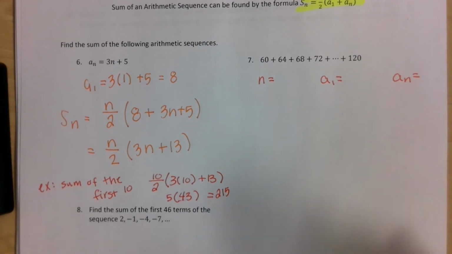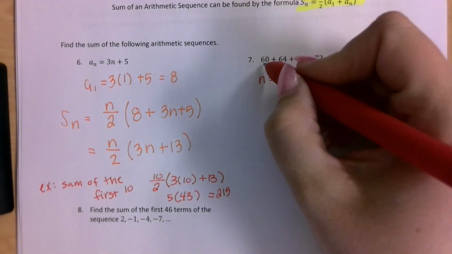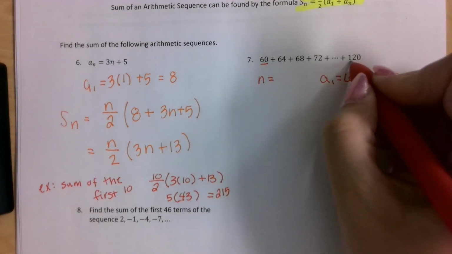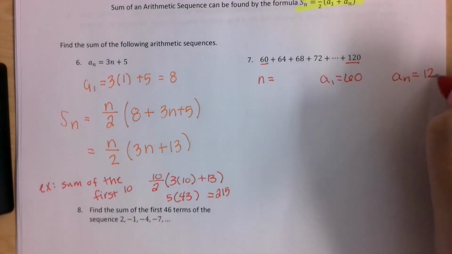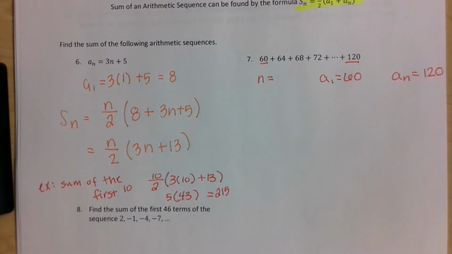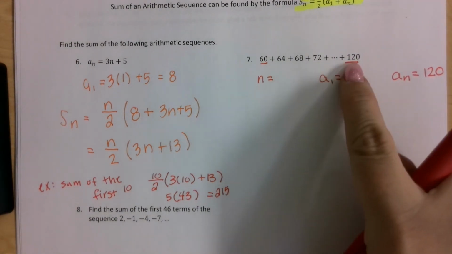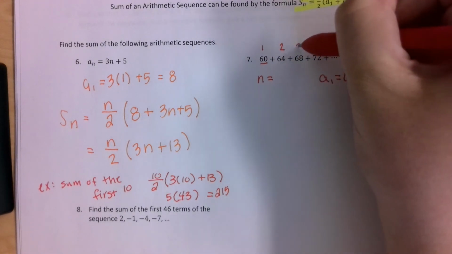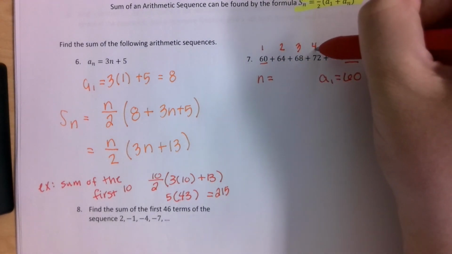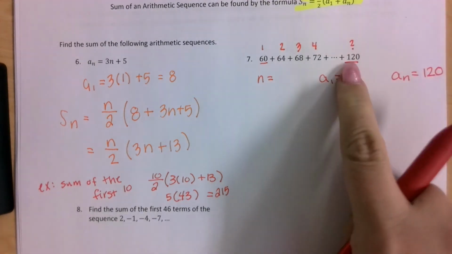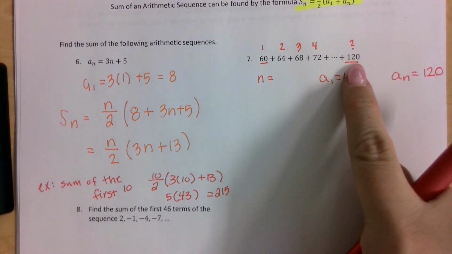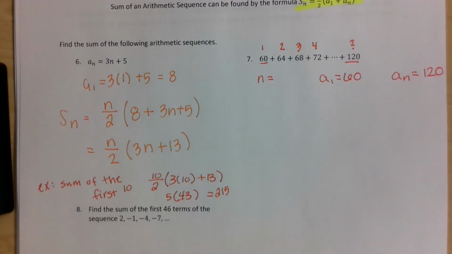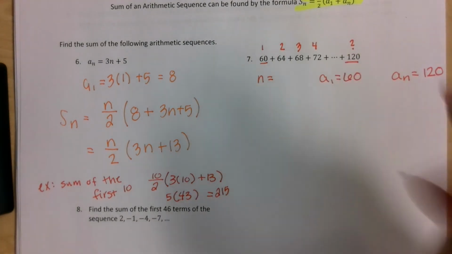So let's figure out what we know. Well, our first value is 60, so a sub 1 is 60. Our final value is 120, so that's a sub n. But n is how many times did we get to there, right? So this is the first term, this is the second term, this is the third term, this is the fourth term. I need to know what term this is. Is this the 10th term? Is it the 12th term? I need to know that. So we're going to have to use our nth term formula to figure that out.